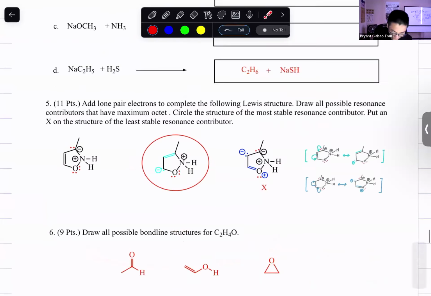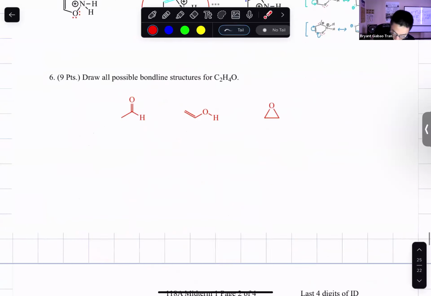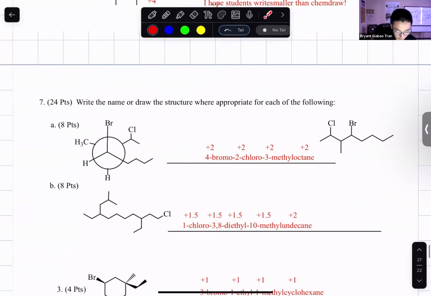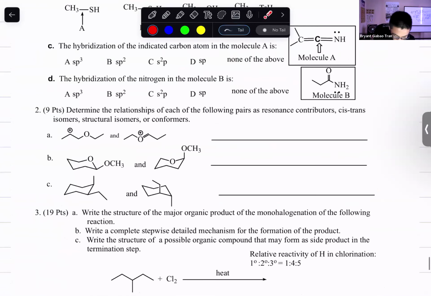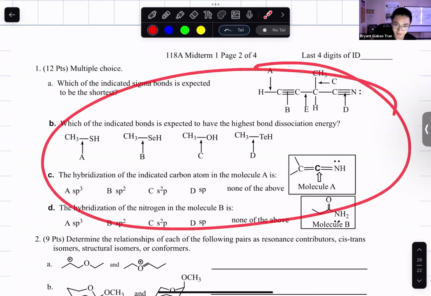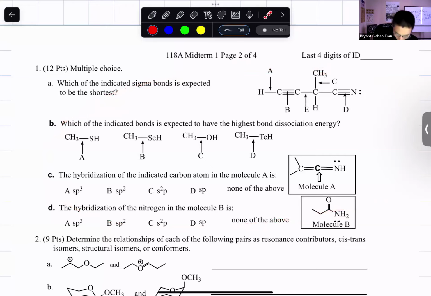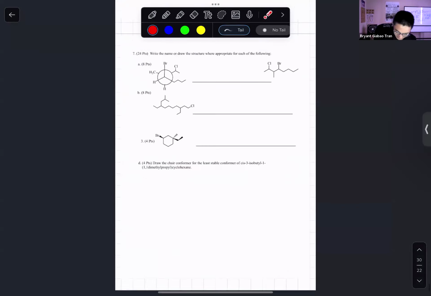Okay, so everything else is more Gen Chem. I'm going to move on to Kathy's questions and then go back to you with these conceptual ones, like the multiple choice ones. Yeah, let's do that.